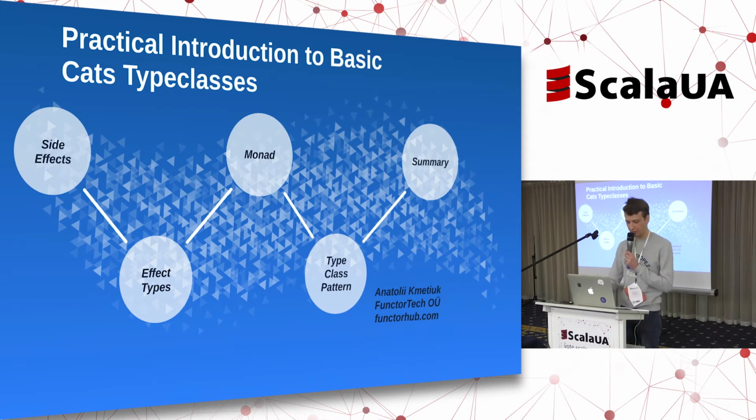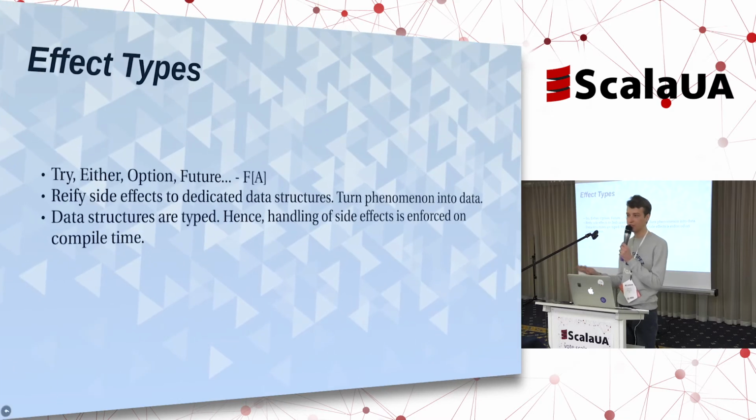Okay, so let us have a look at how functional programming solves the problem of side effects. The solution to the problem is actually the types that probably most of you already know. These are types like Try, Either, Option, Future. The general shape of this kind of types is F of A. They are higher-kinded types. So what are these types? Let us, for the sake of this example, call them effect types.